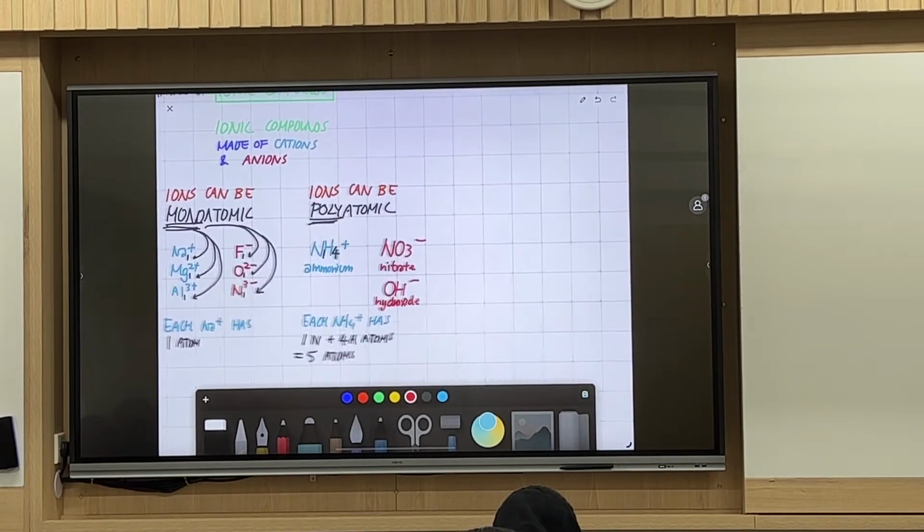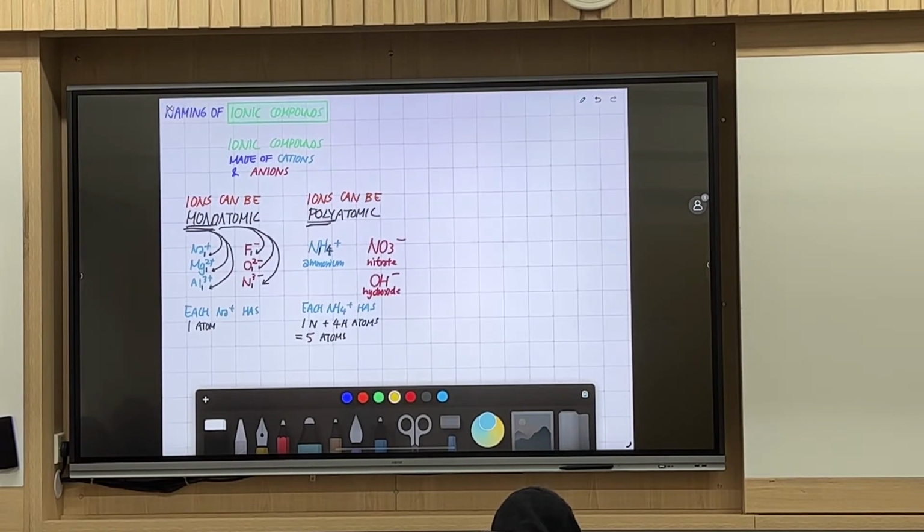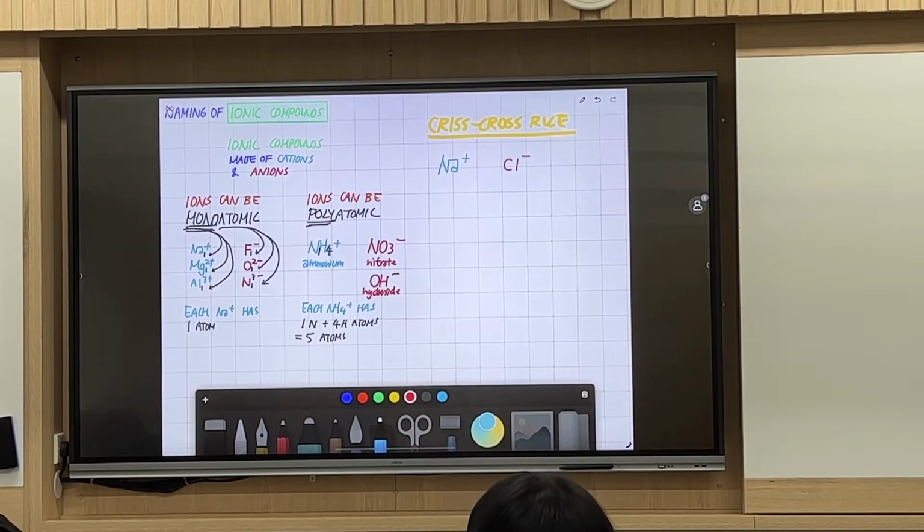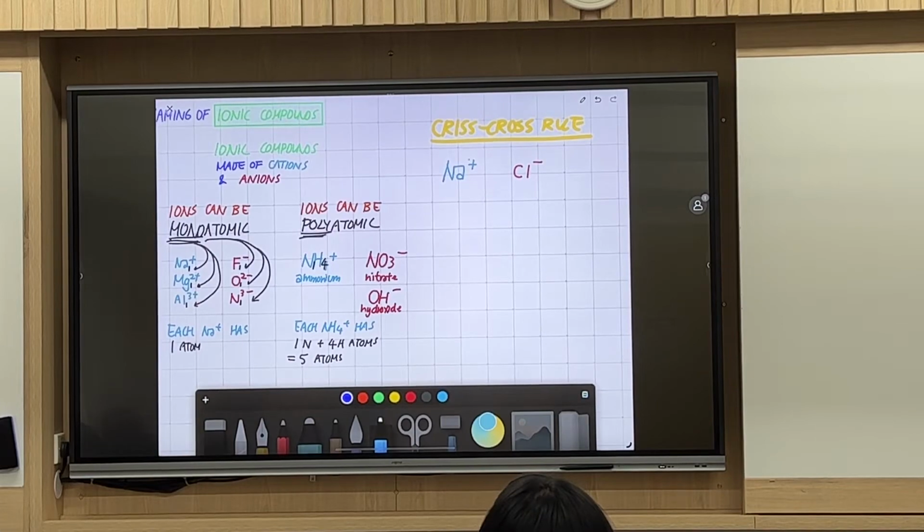Okay, let's put down the crisscross rule. You should know this very well now. We take the charge of one ion, let's say Na plus. We then take the charge of another ion, and then we swap the numbers. That's what the crisscross rule means.